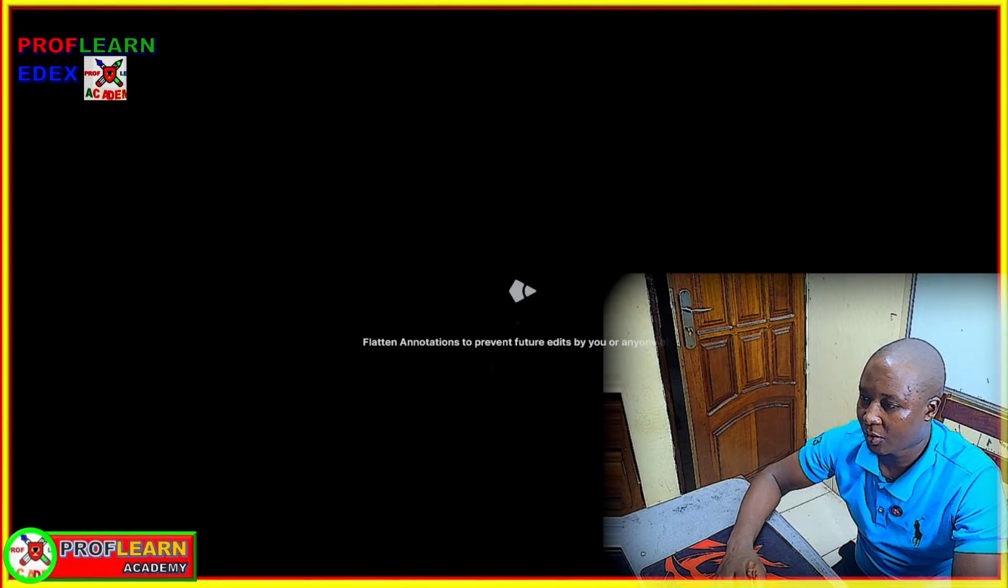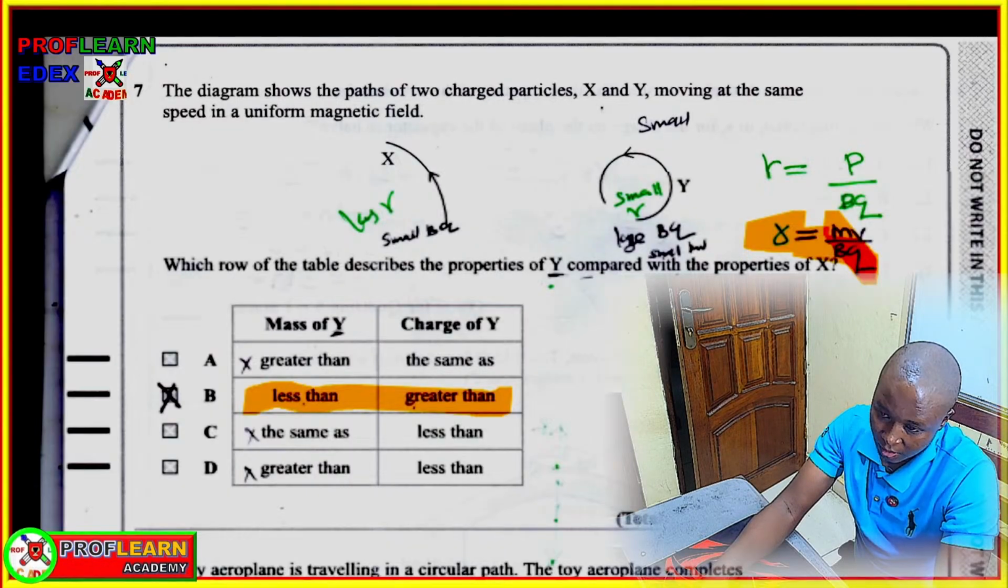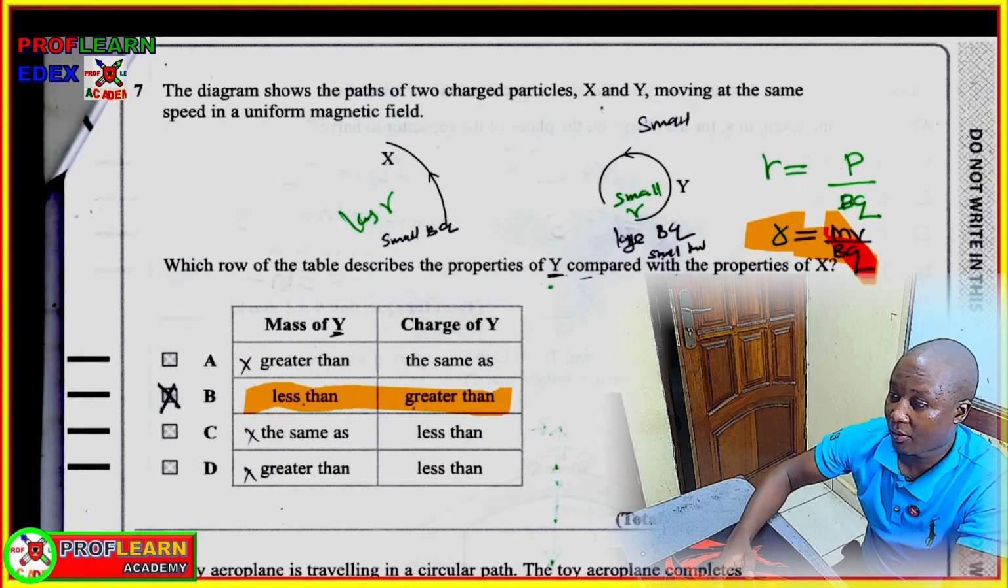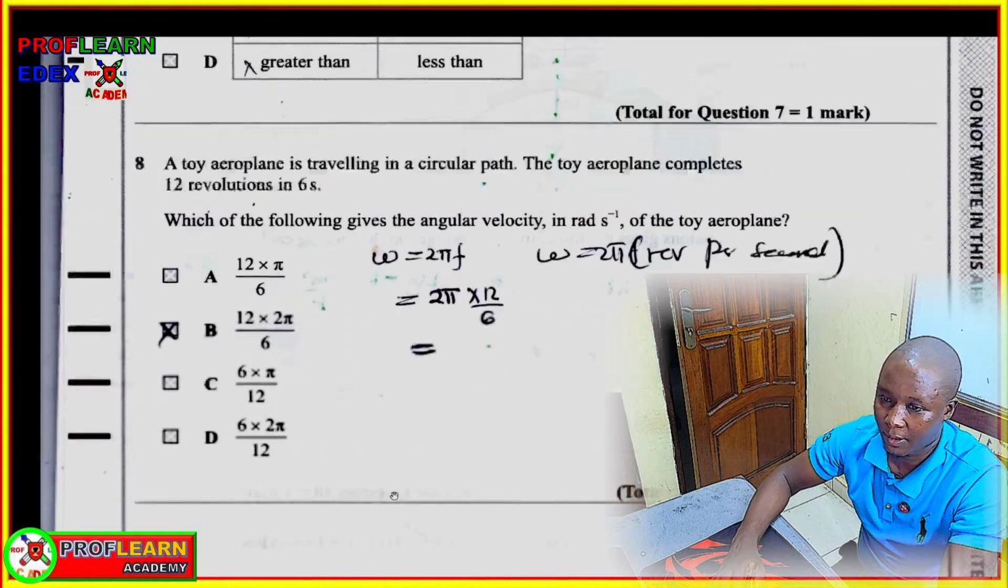I need to ensure that this next question is displayed. I think now the screen's back, so we can proceed to the next question.